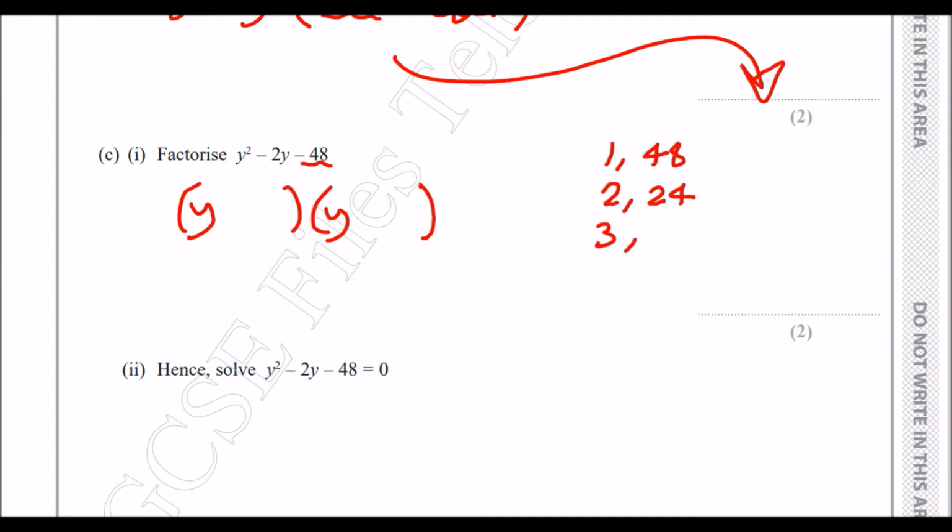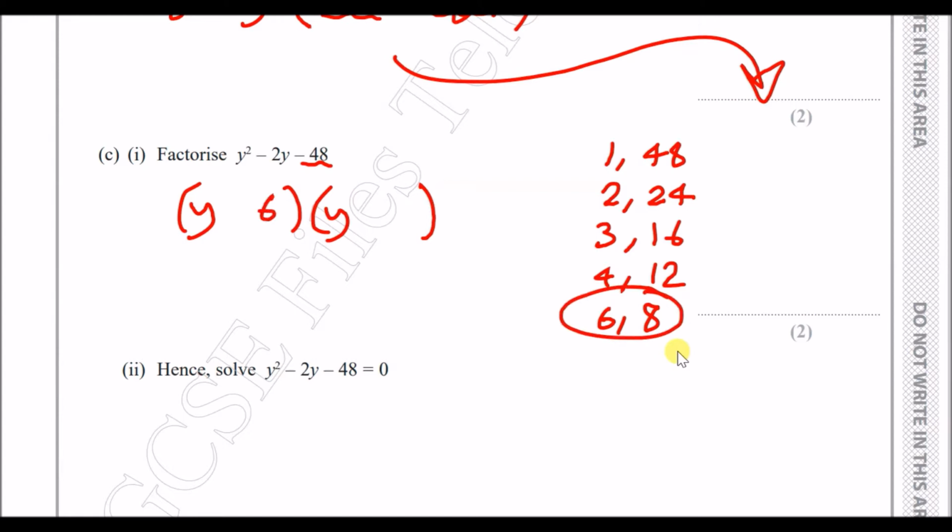3 and 16, I believe. So 3 times 16. Yep. And what else? You've got, let me see, 4 times 12. Anything in between? 6 and 8. Yep, 6 and 8. Now, out of this set of numbers, one of these pairs has to go in. And to work out the right pair, we need to figure out the one that has the difference or sum of 2. Well, the only thing that has a difference of 2 is 6 and 8. That's the only clear one.